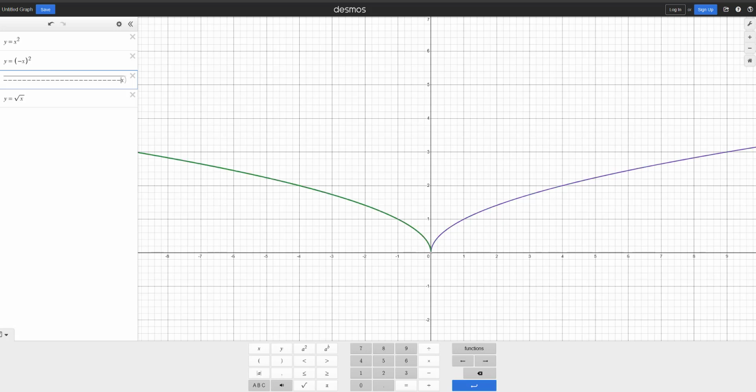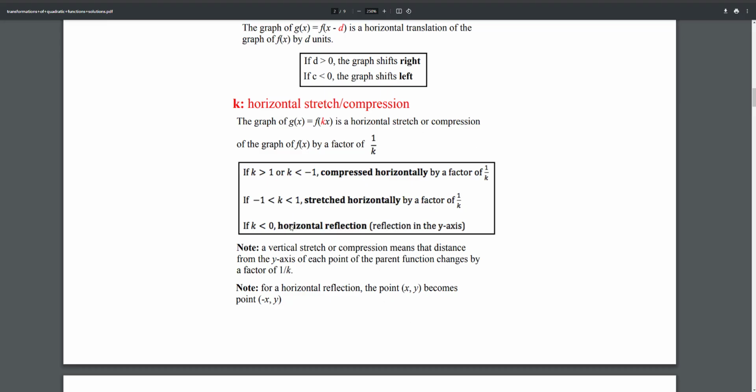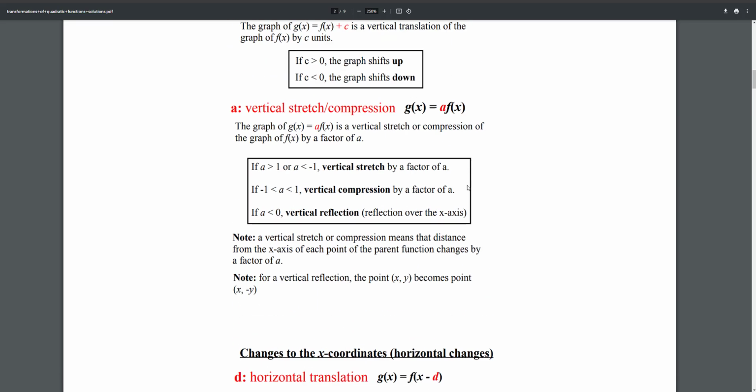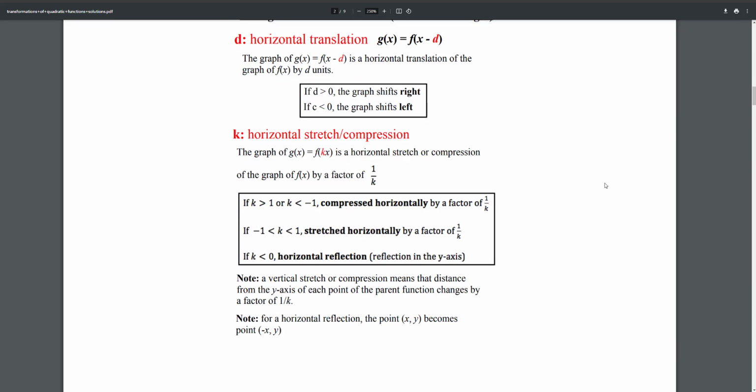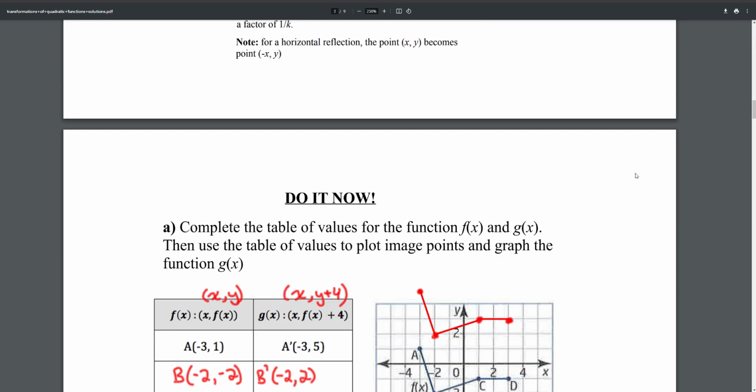right? And the way to describe that is horizontal reflection or reflection in the y-axis, whereas the a value is a vertical reflection or reflection over the x-axis. So that is it. That is all the 4 transformation values, and now we're going to apply them to a bunch of questions.